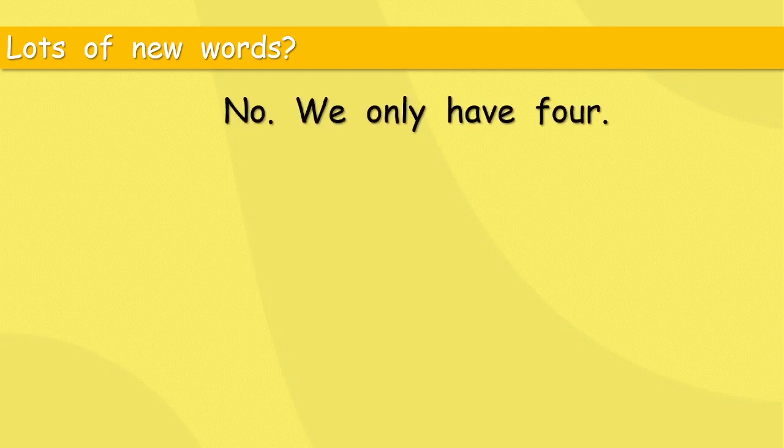So are there lots of new words? Well, I think this is going to make you happy. No. We only have four. Four words. Now, we have to think about the spelling. Look at the top. We have a W word. The word, word, is a W. But has it got a H? No, it hasn't. So we're using words with a W sound, but that very naughty extra H. Let's look.